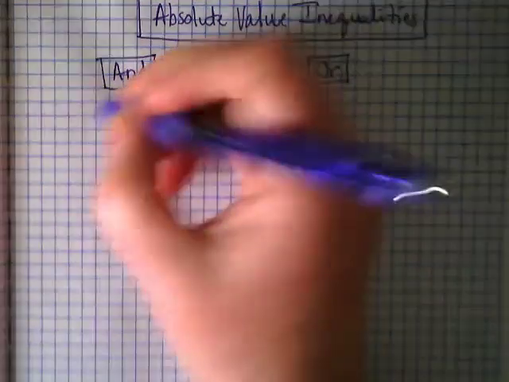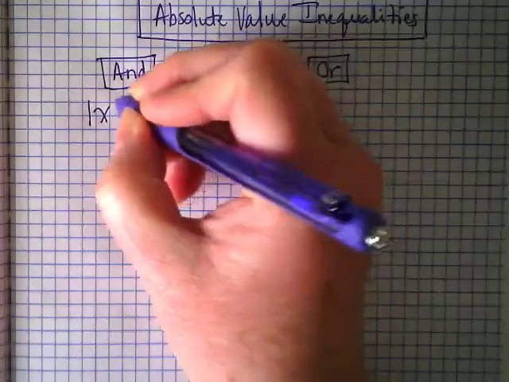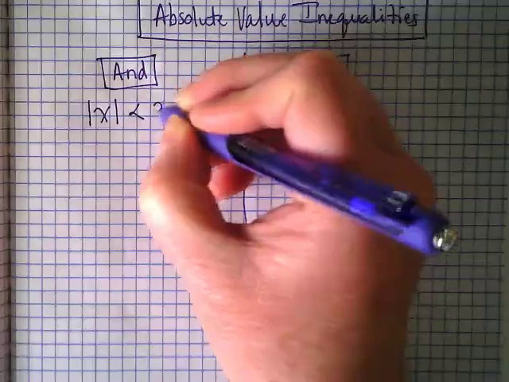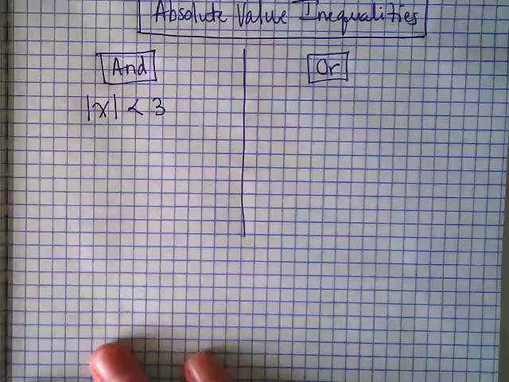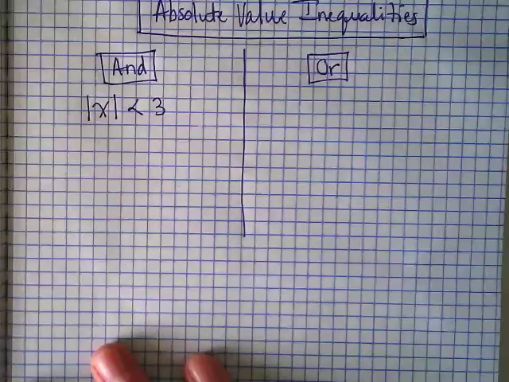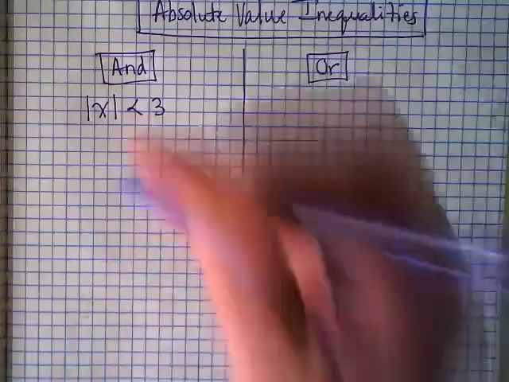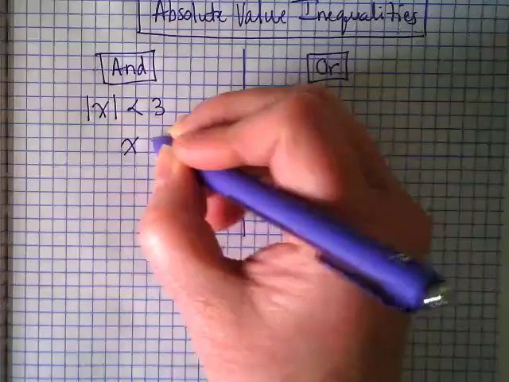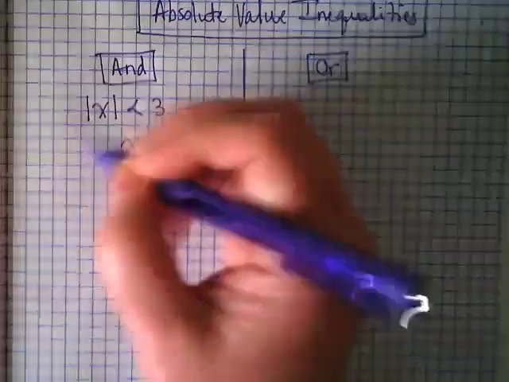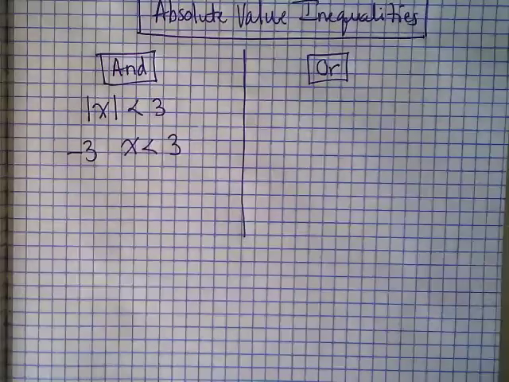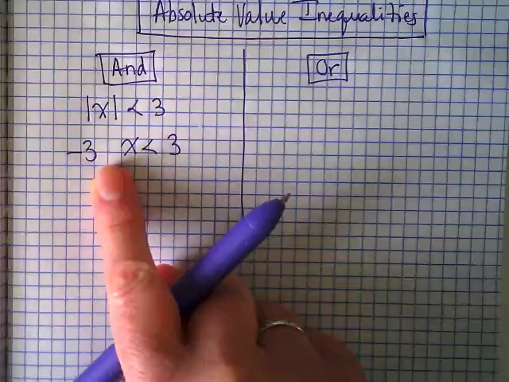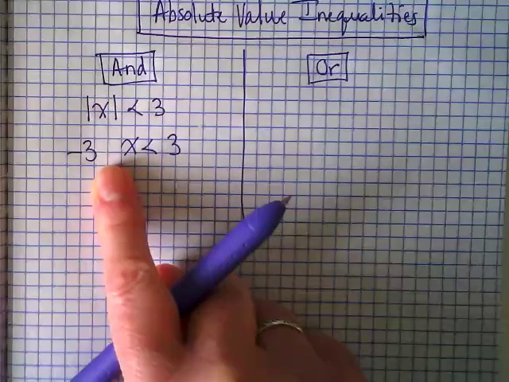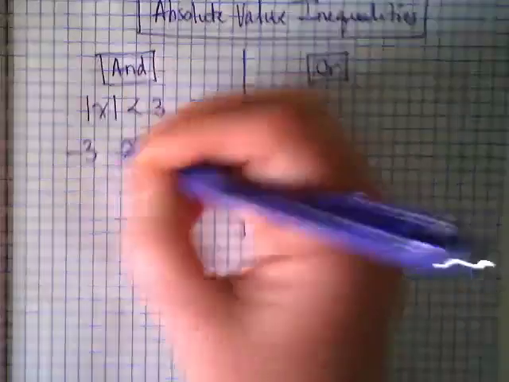Okay, so this is an "and" inequality. The absolute value of x is less than 3. I want you guys to think about what we know about if I put the x here and the 3 here and the negative 3 here, what's going to be true about the symbol that's going to go here? It's going to be less than.